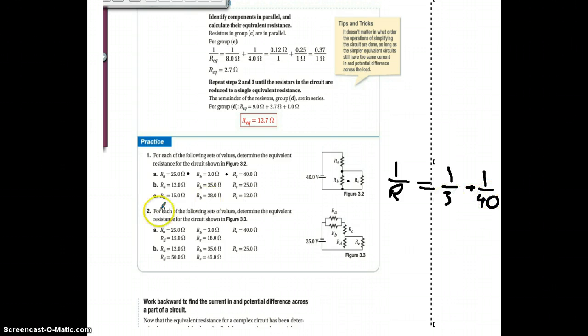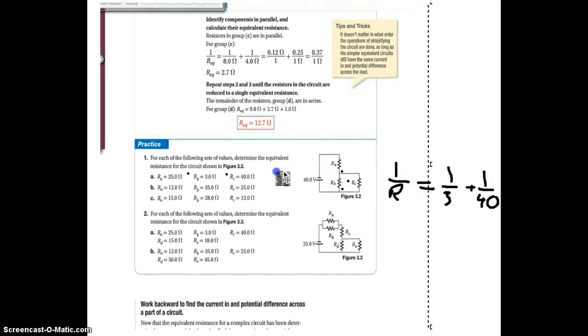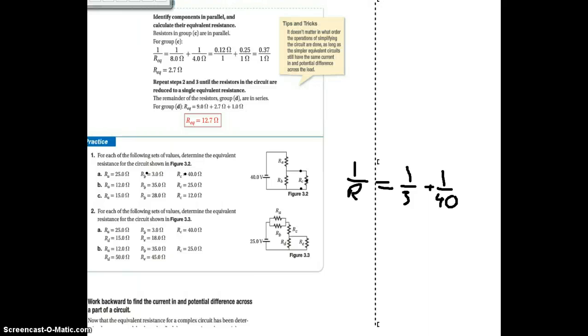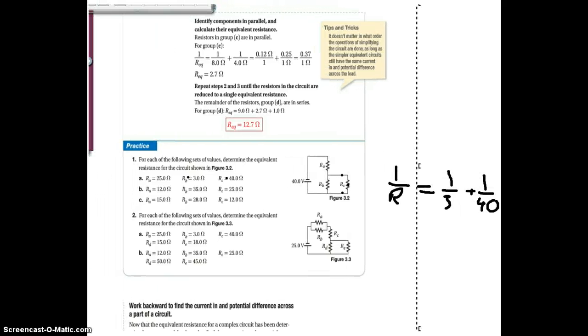And that's not on the recorded screen. Let me scoot the recording over a second here. That's not what I wanted to do. I wanted to scoot the entire recording. Here we are. 1 over 3, 1 over 40. I guess it was on there.